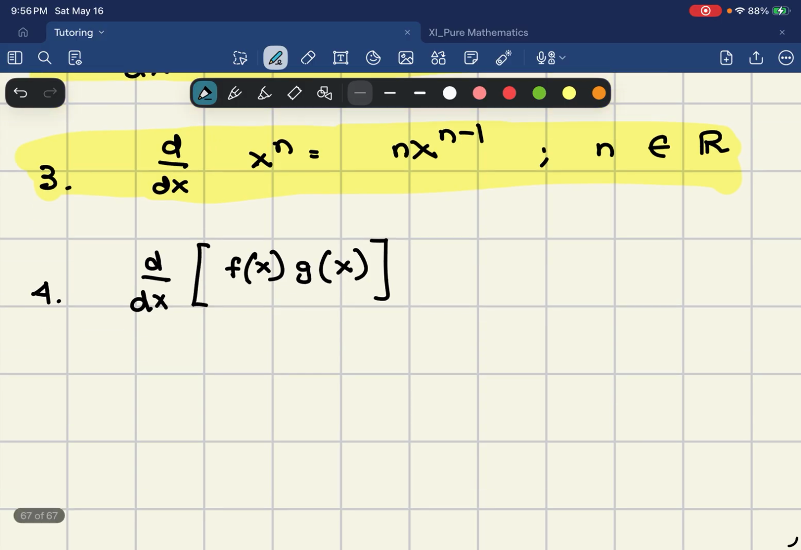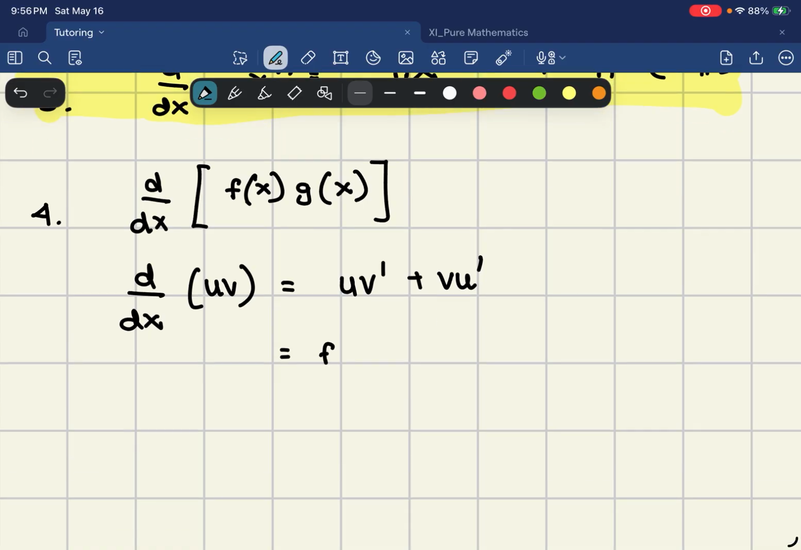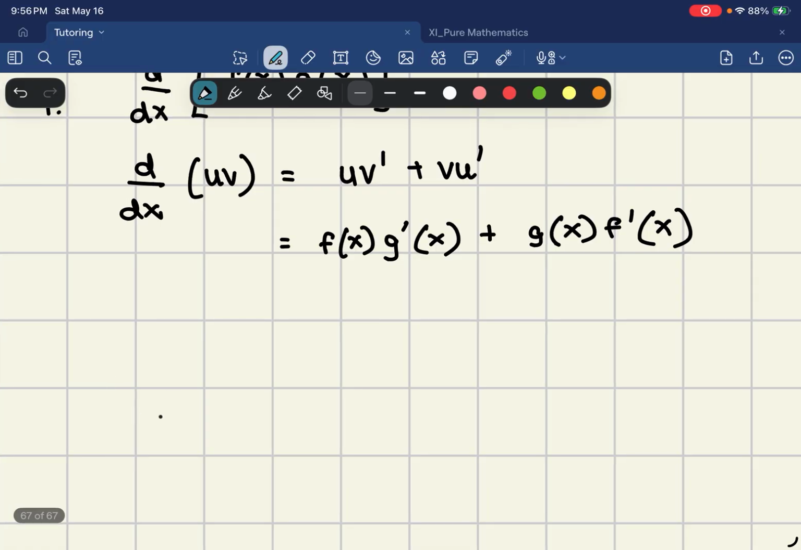So sometimes you will see this rule as d by dx of uv, where u and v are functions of x. And it's going to be u v dash plus v u dash. And basically that means that you keep your first function, you differentiate the second function, which is g of x, plus you keep your second function, you differentiate your first function. So now let's prove this, right?